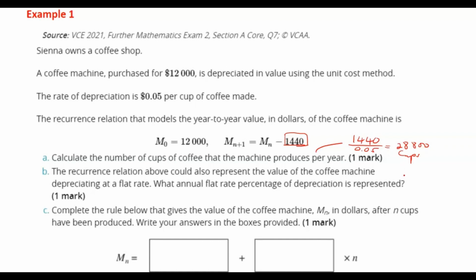The recurrence relation above could also represent the value of the coffee machine depreciating at a flat rate. So they are asking us the annual flat rate. To find the annual flat rate, D equals R over 100 times V naught. We know enough information to work out what R should be. We know what V naught is, which is 12,000. We know what the D value is. The D value is 1,440.